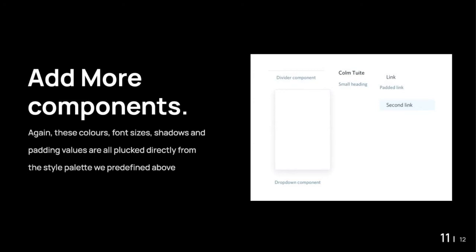In a similar manner, we can define more components for our products. The colors, font sizes, shadows, and padding values are plugged directly from the style palette which we defined above, and we can simply define things like a divider component, column title, link, padded link, second link, small heading, dropdown component, buttons, cards, anything that goes into our UI. We can create them from our core principle values.